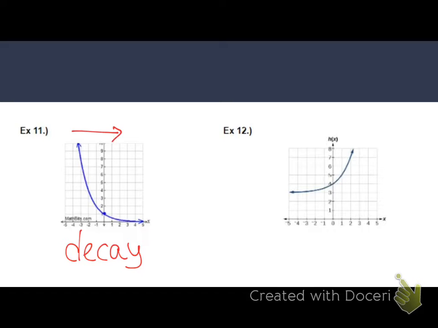So read your graphs from left to right. See what the Y value is doing. So same thing on number 12. Look at your graph from left to right. Is the Y value going up or going down? Going up, so this would be growth.